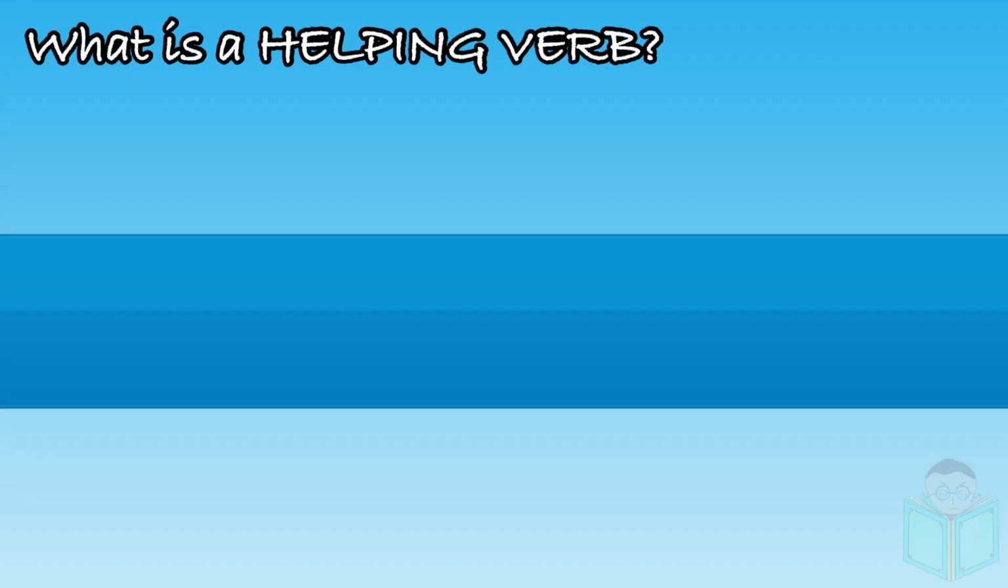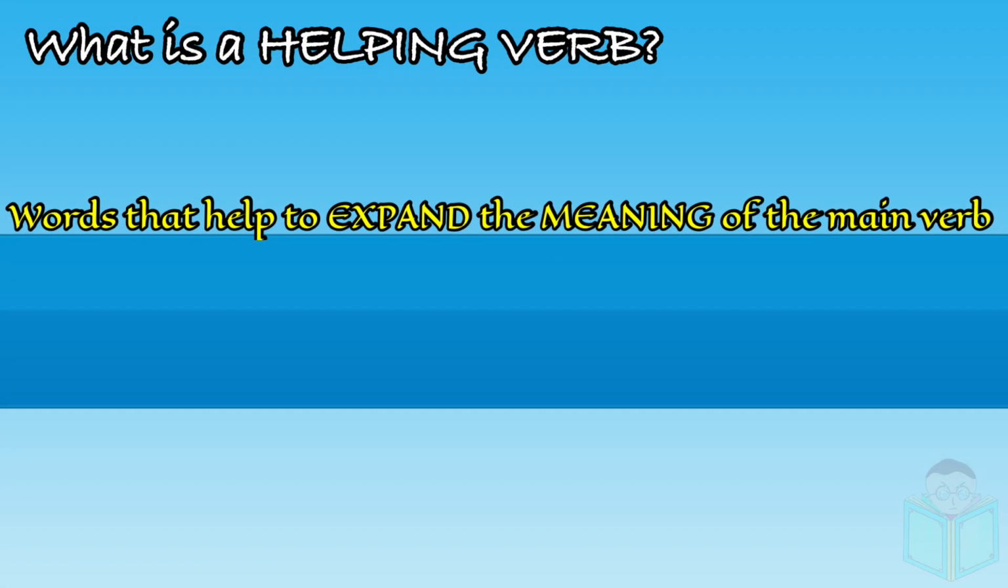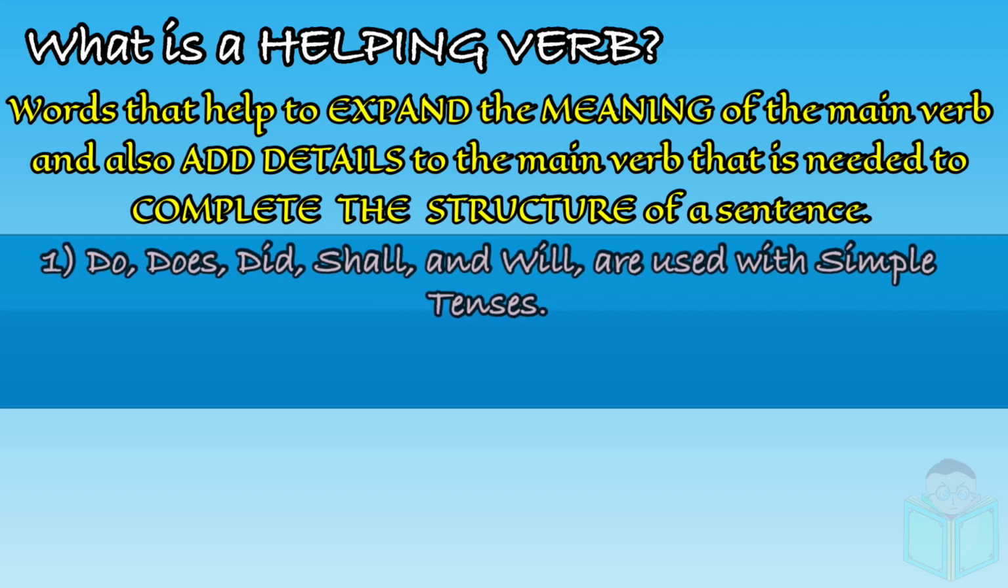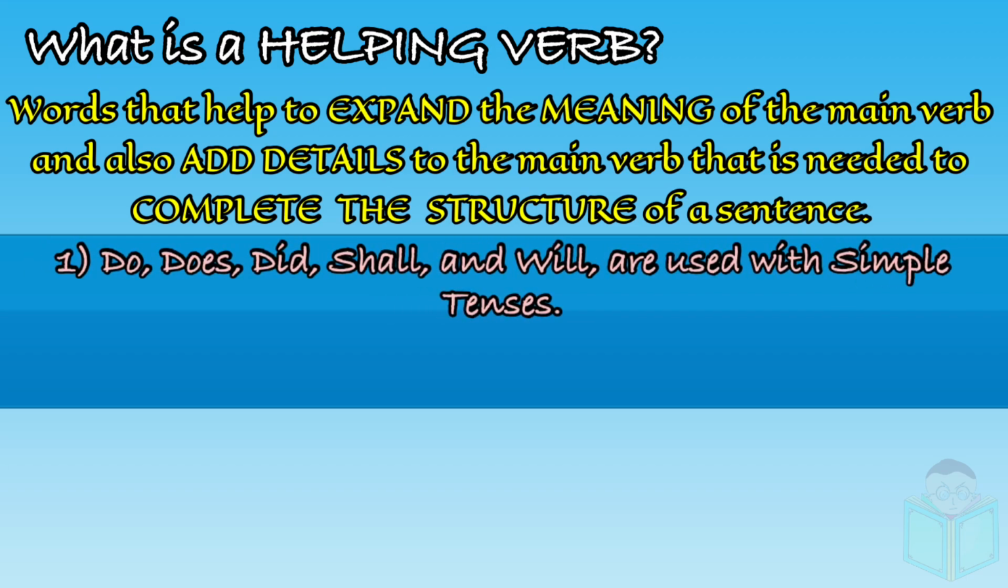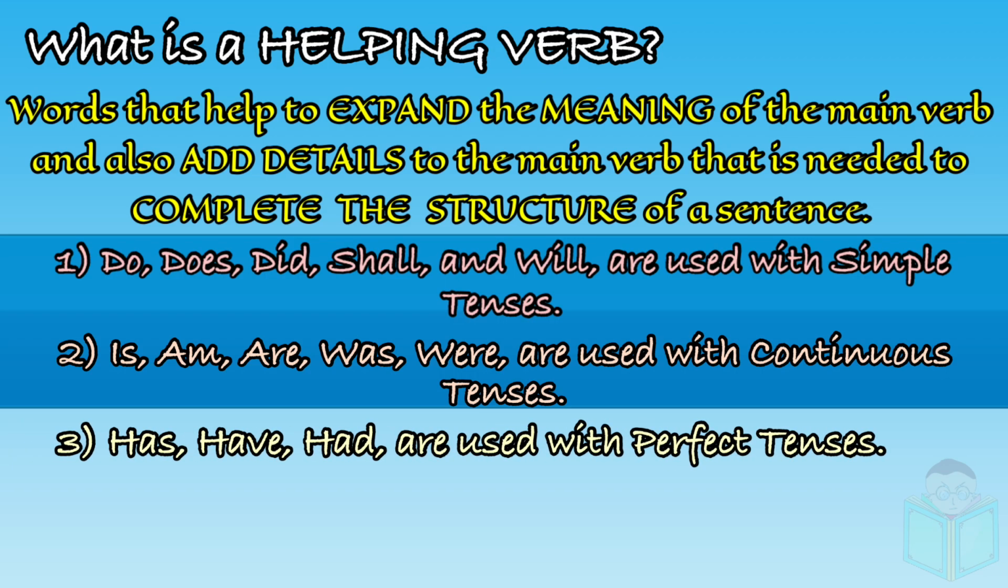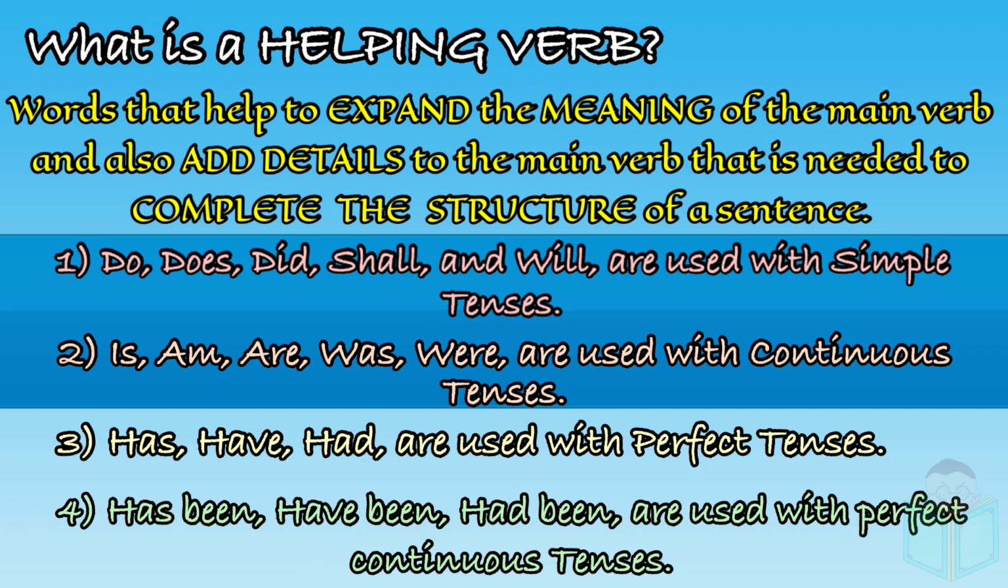Now let us know what is a helping verb. Words that help to expand the meaning of the main verb and also add details to the main verb that is needed to complete the structure of a sentence are called helping verbs. Do, does, did, shall, and will are used with simple tenses. Is, am, are, was, were are used with continuous tenses. Has, have, had are used with perfect tenses. Has been, have been, had been are used with perfect continuous tenses.